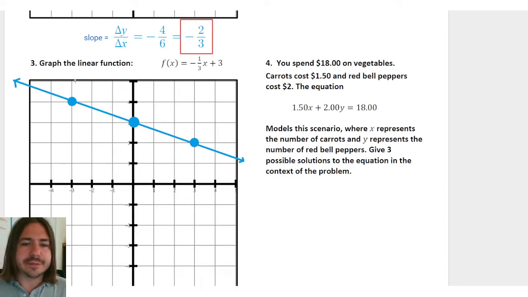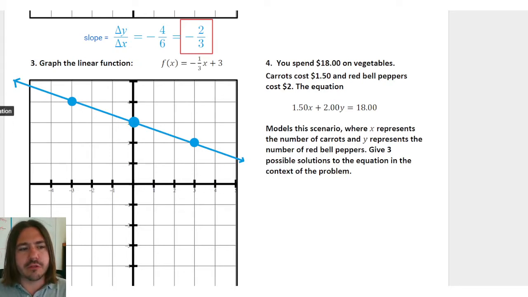That's the graph. For number 4, we've got a word problem. It says you spend $18 on vegetables, carrots cost $1.50, and red bell peppers cost $2. So this equation models the scenario where x represents the number of carrots and y represents the number of bell peppers. Give 3 possible solutions to the equation in the context of the problem.